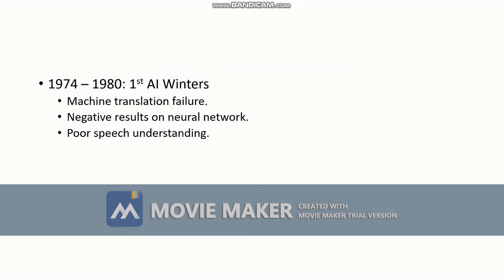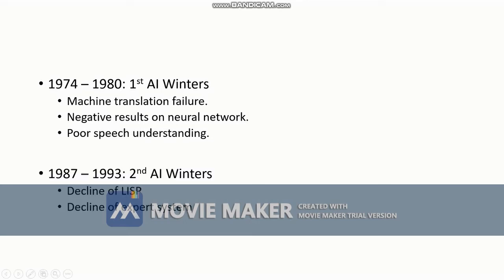Till now also, though a lot of tremendous progress has been done in all this field, it has still not been solved completely. So from 1987 till 1993, the second AI winter came. During this period, the popularity of Lisp declined. This was the first setback.